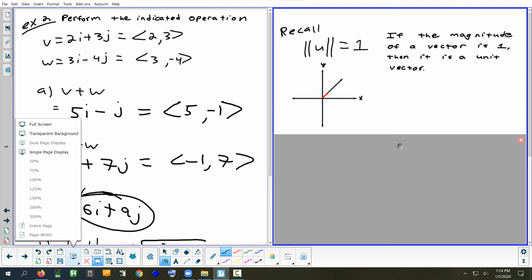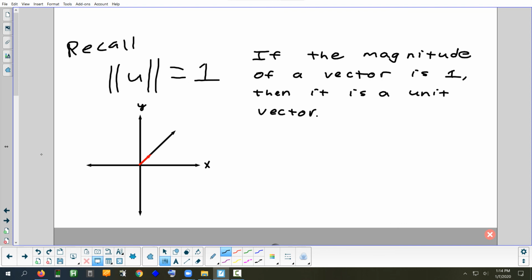Okay. Remember, if the magnitude of a vector is 1, that's called a unit vector. Okay? So U is kind of another special letter they use with vectors to mean unit vector. So if you have to pick a name for a vector, don't use I, don't use J, don't use K, don't use U. You can pretty much use anything else you want. I, J, K, and U are kind of special.